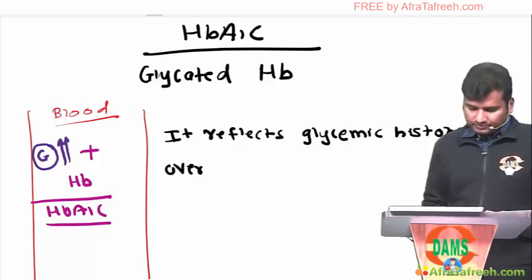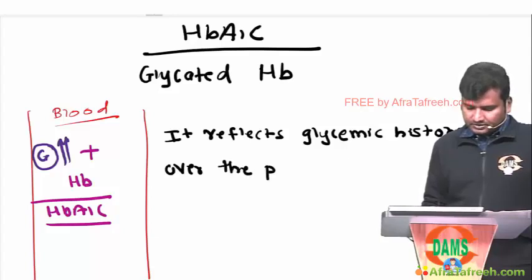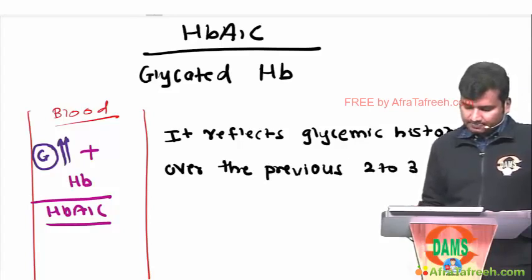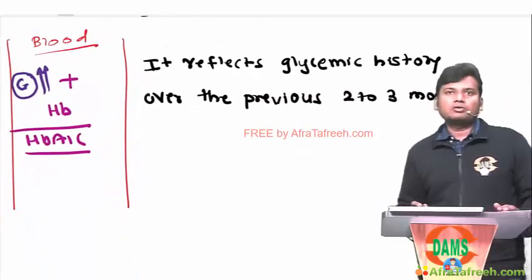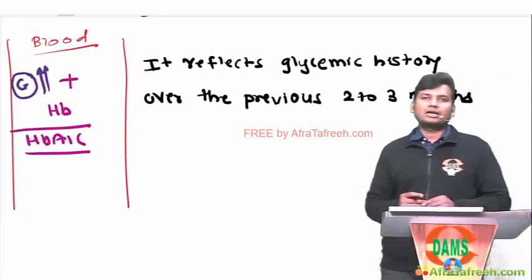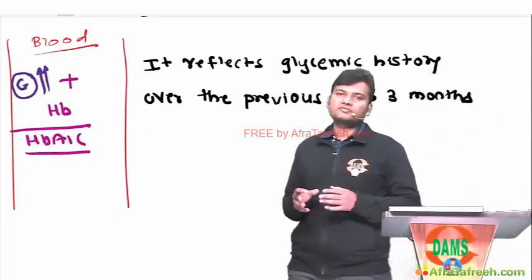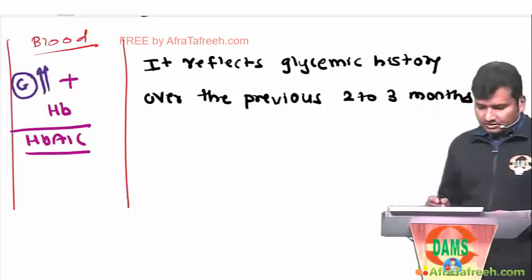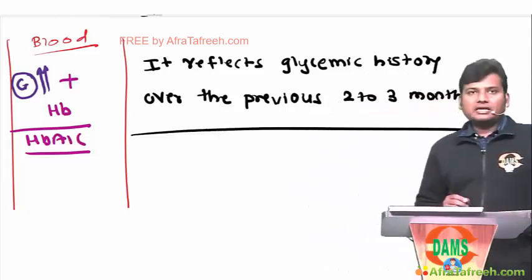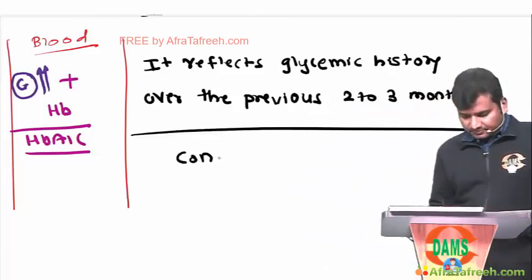over the previous 2 to 3 months. Okay, so it will tell you about the glycemic control of our patient for the last 3 months, that is HbA1c.